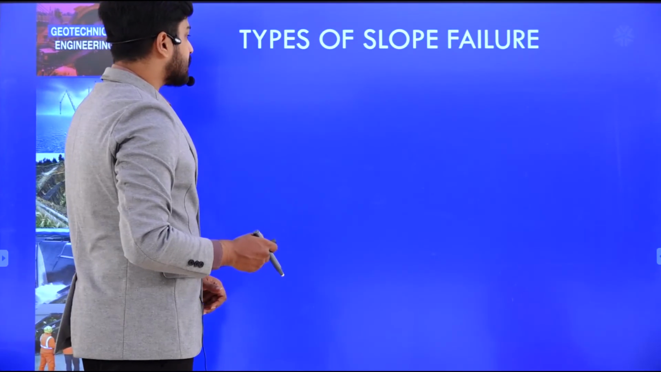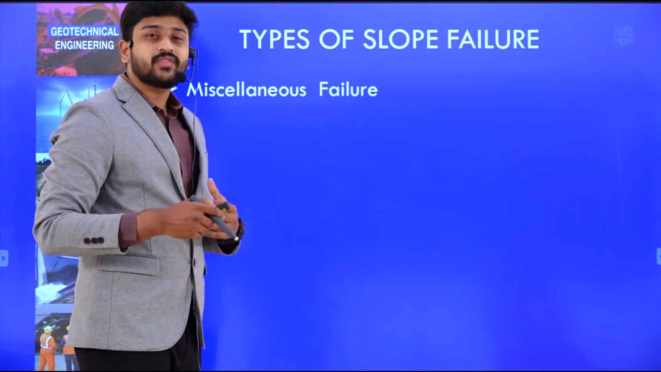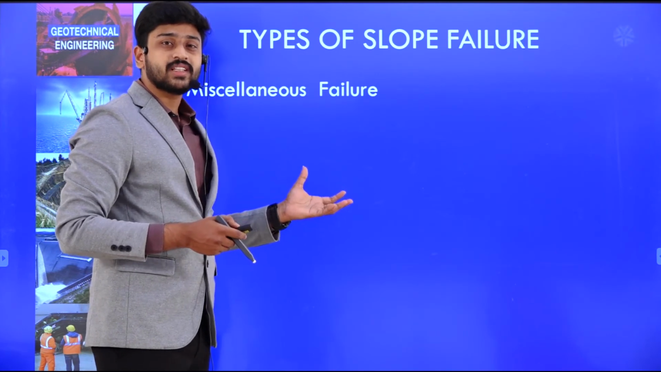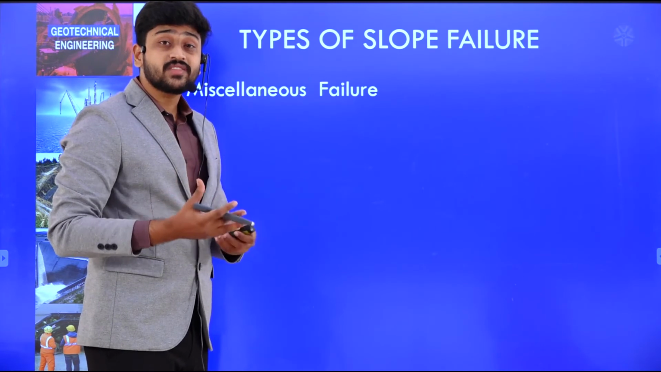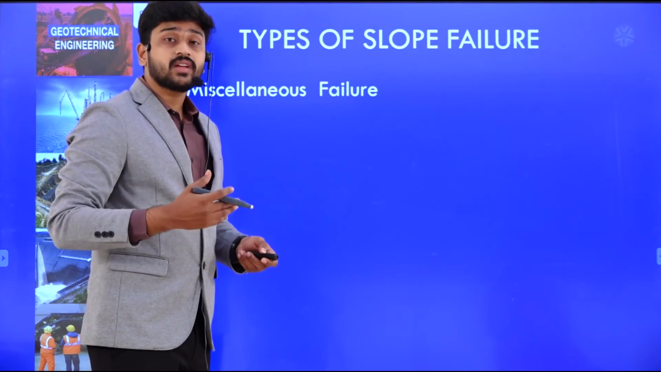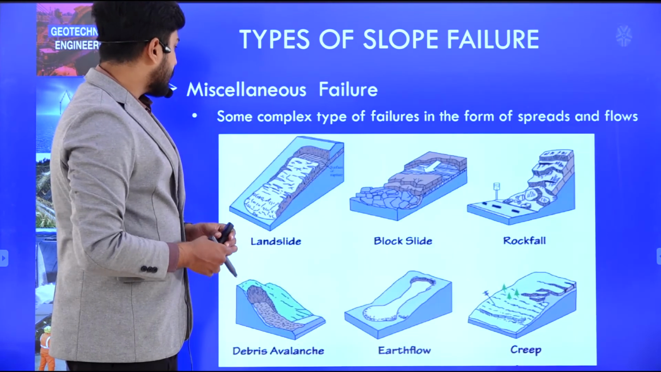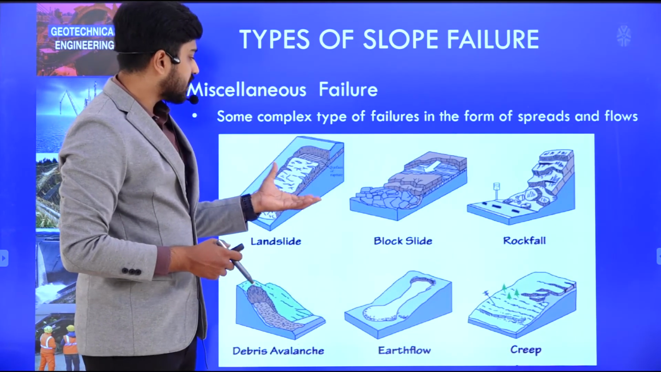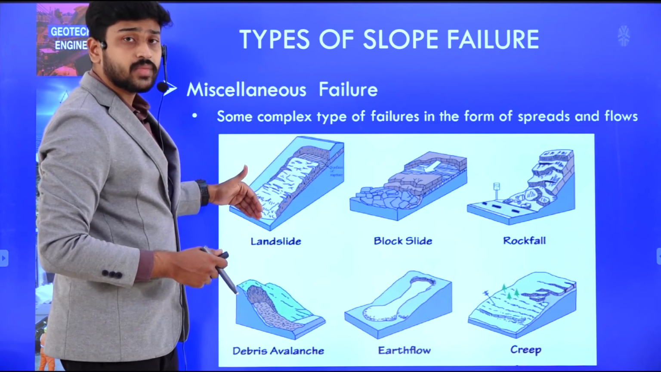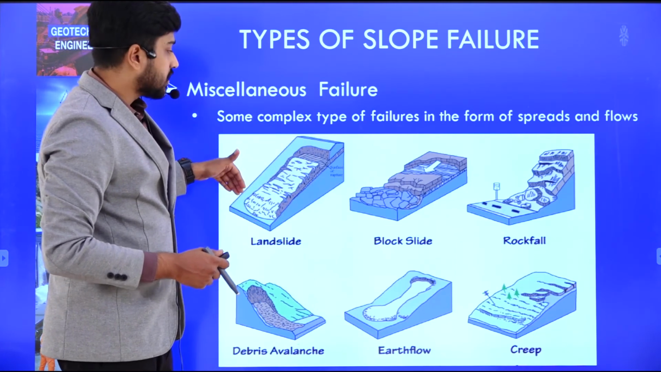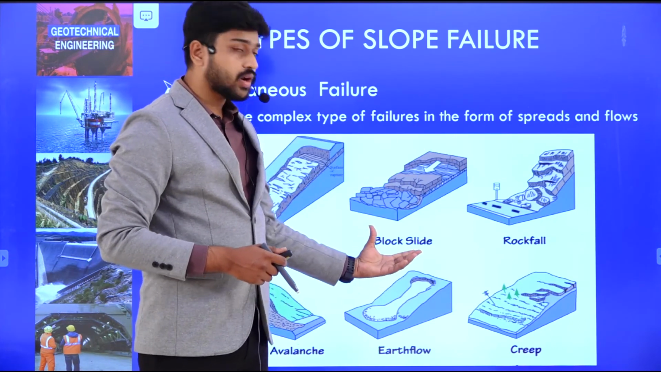Coming to the last type, that is miscellaneous failure. Apart from the four different types of failures we have seen, there may be some other types of failures. That means a combination of these failures may occur, or something other than these may occur. If you look at this particular diagram here, in this region there is a sloping failure up to a certain depth or extent. In this case there is a different type of failure known as a block slide.